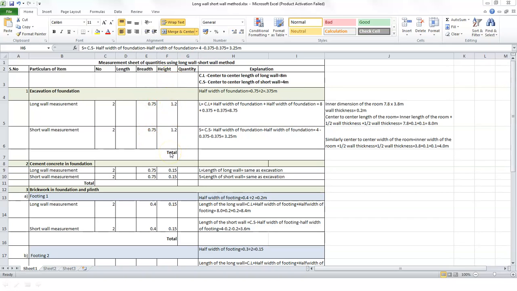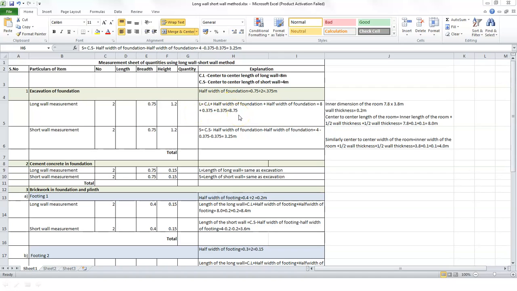The height is also referred to as depth. It is the height of the particular item. We saw that in excavation, we refer to the section drawing to find out the depth of the excavation. In the final column, we multiply the number, length, breadth, and height to find out the quantities. Right?